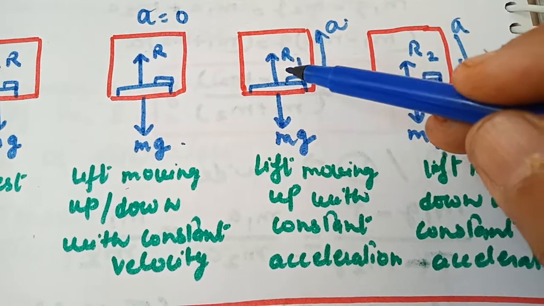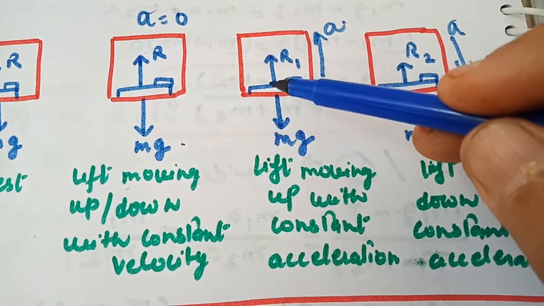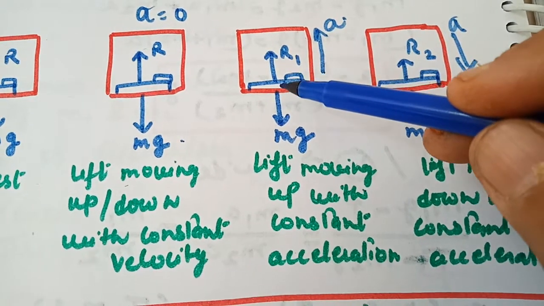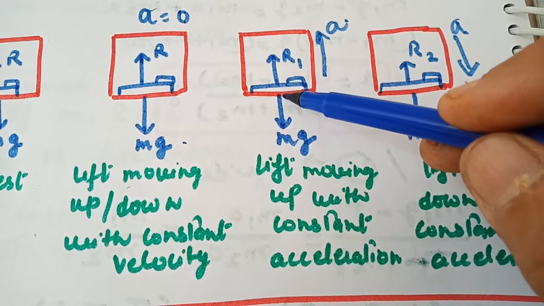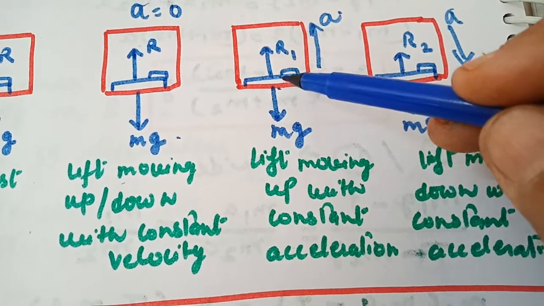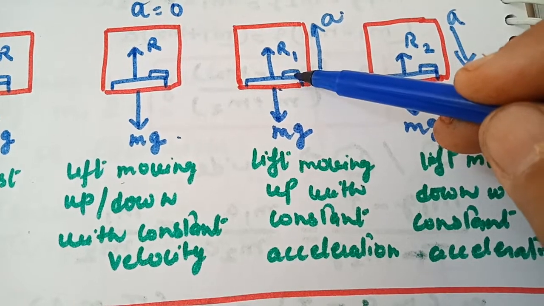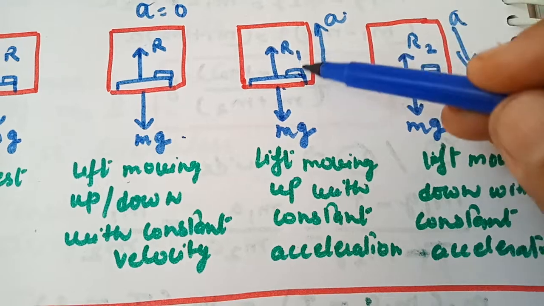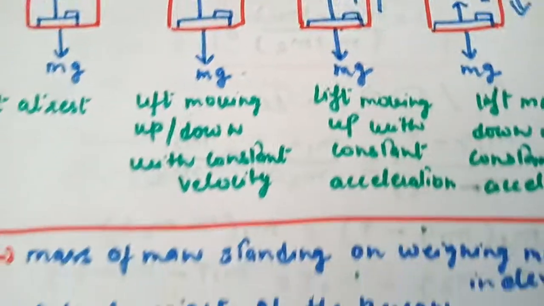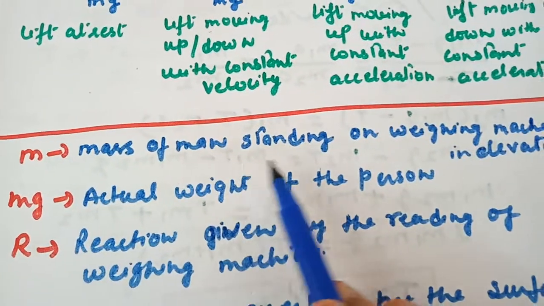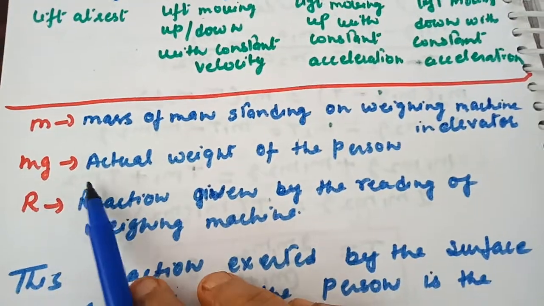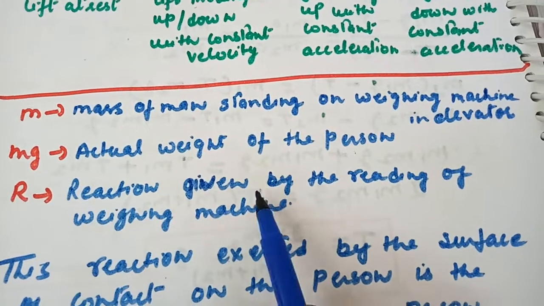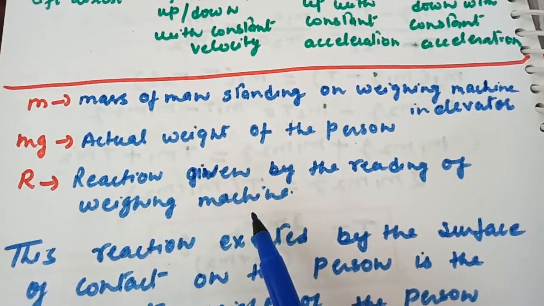So here I have taken the reaction R1 acting in the upward direction, which measures the apparent weight of a person standing on the weighing machine, because this is the reaction acting by the floor on the weighing machine. So that is the reading which we will get as the person's apparent weight. Here we have taken the mass of the man standing on the weighing machine as m, mg is the actual weight of the person acting vertically downward, and R is the reaction given by the reading of the weighing machine.